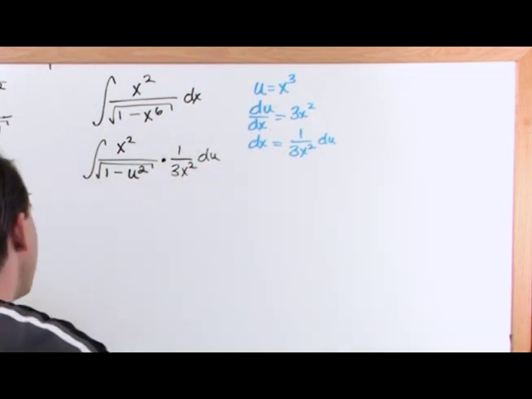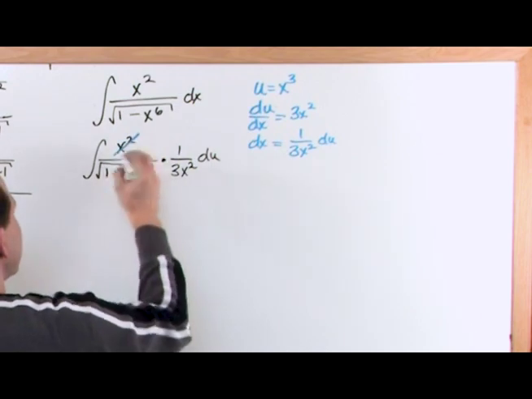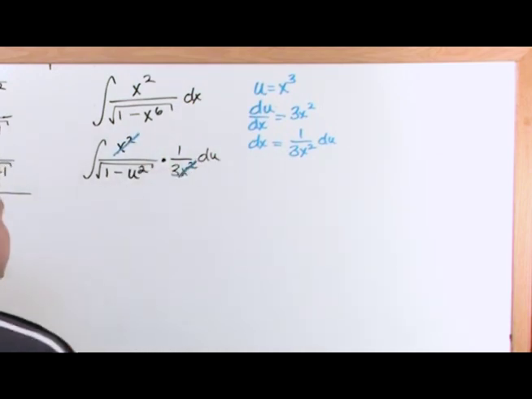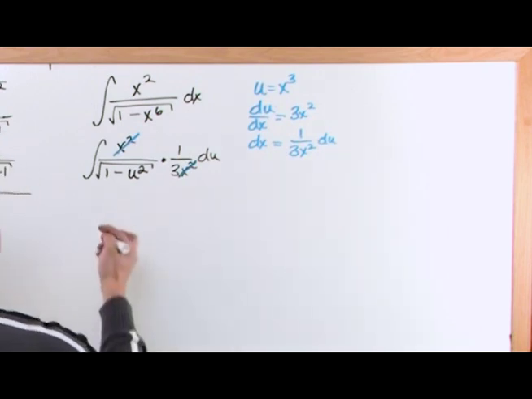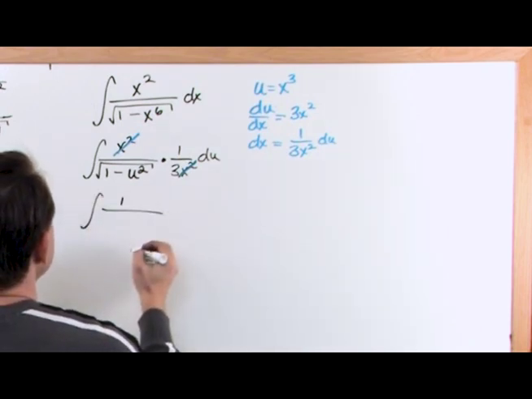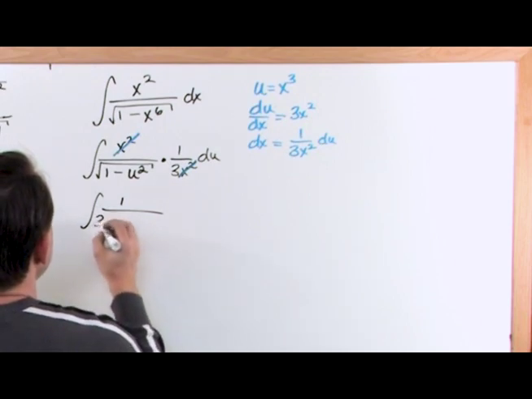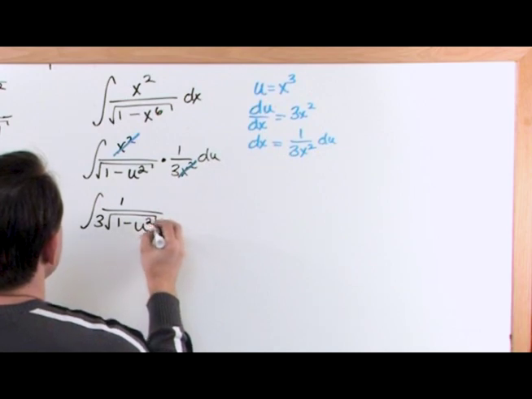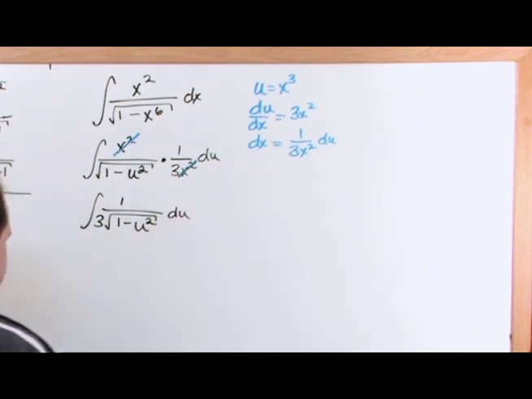Look at what I've done here. I was able to transform this integral, because this cancels with this, into an integral in terms of u only, and it's a simpler integral. That's the point. You want to make them simpler. So integral of 1 over, okay, 3 times the square root 1 minus u squared du. Okay, that's what I did there.